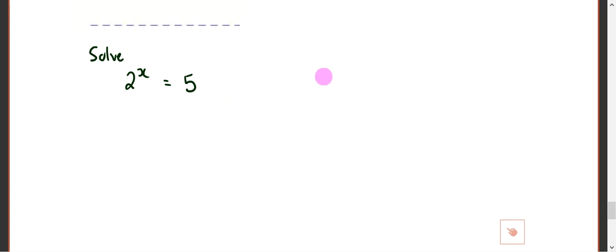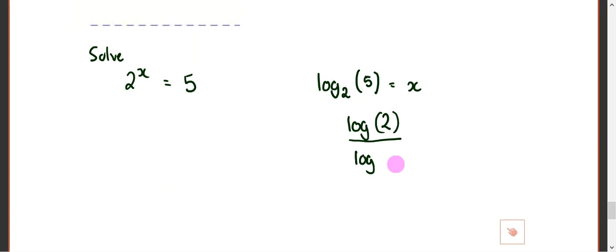We'll change the subject, so we do log to the base 2 of 5 equals x. We need that on our calculator. So next year, when you've got your graphical calculator, no problem. Super easy, just chuck it in. This year, because you don't have your graphical calculators yet, what do we need to do? We're going to do log to the base 10 of 5 over log to the base 10 of 2.